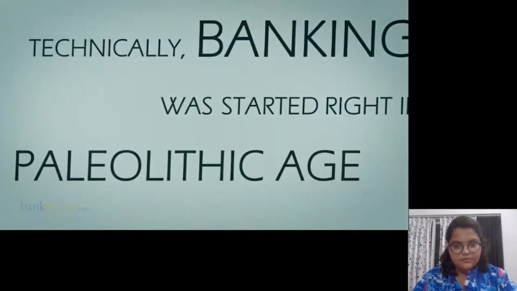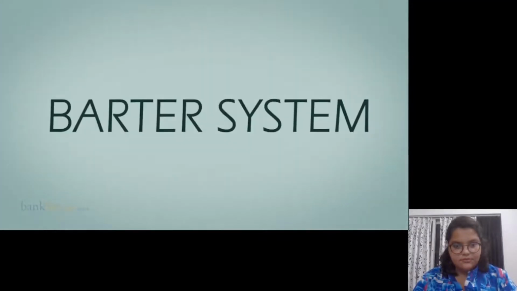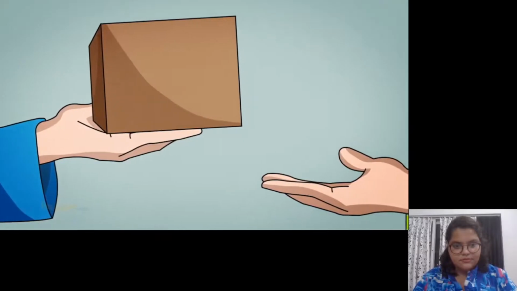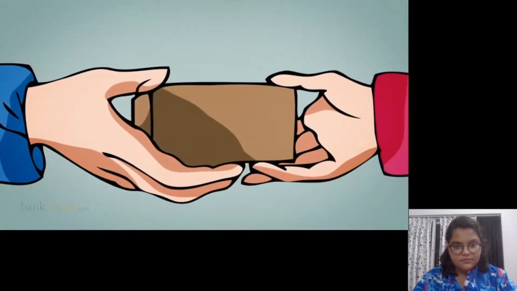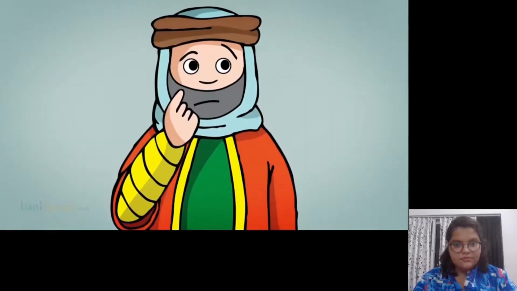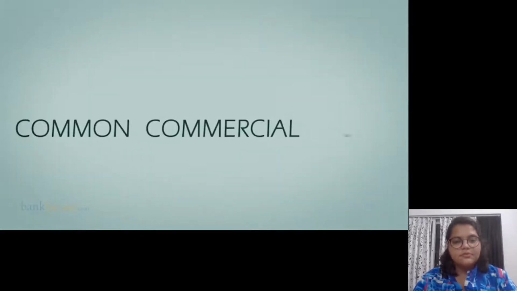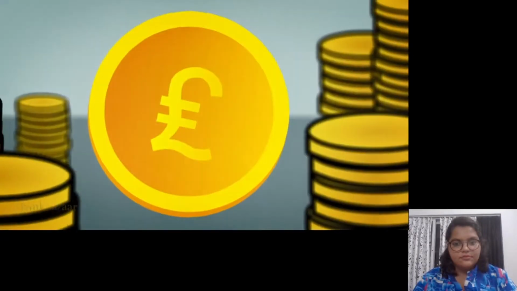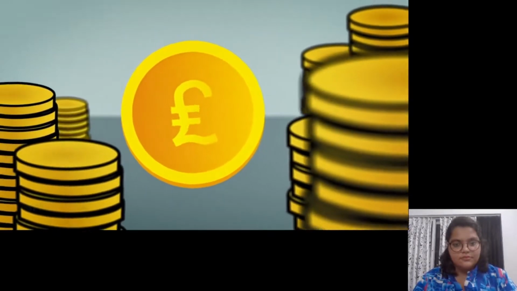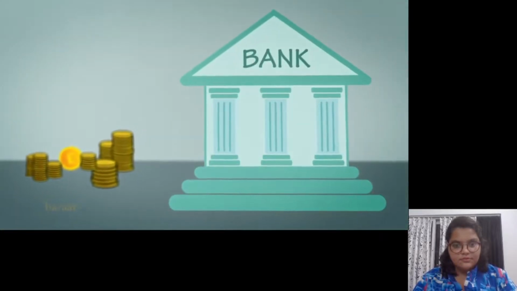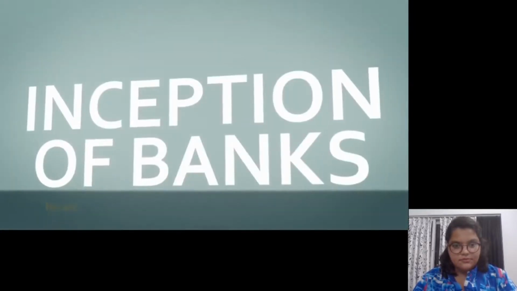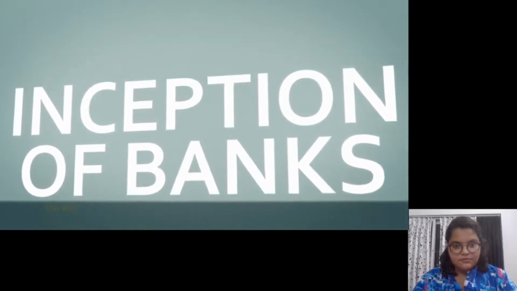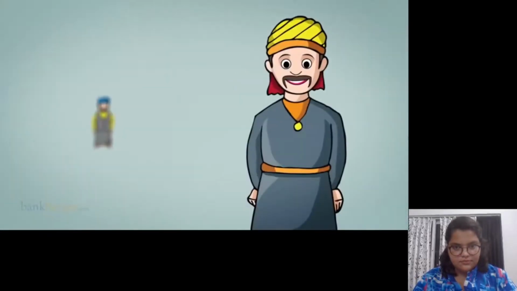Technically, banking system was started right in the Paleolithic age with the advent of barter system. People exchanged and traded goods they already had for things they needed. It was beneficial up till the point when people felt that they required a common commercial tool for trading. As gold was commonly used by everyone, people started using gold coins as a trading tool, which led to the birth of banks. The inception of banks was mainly due to two kinds of people, the merchants and the goldsmiths.